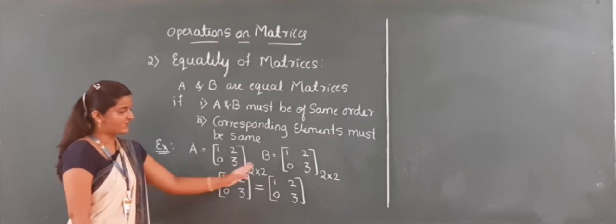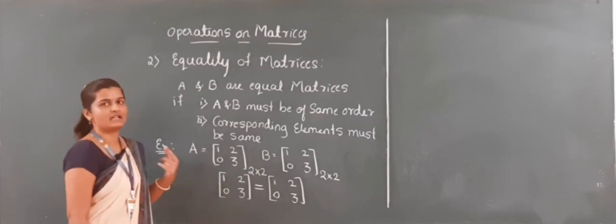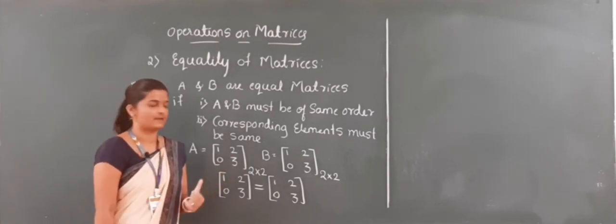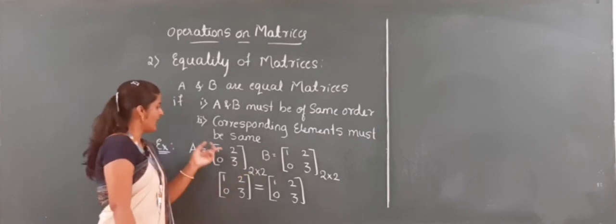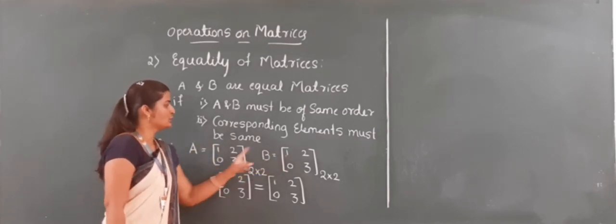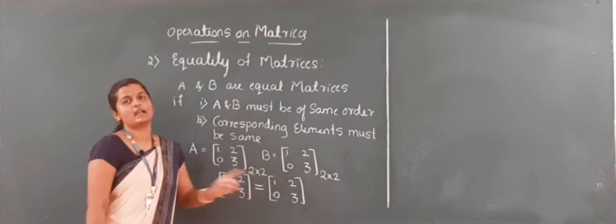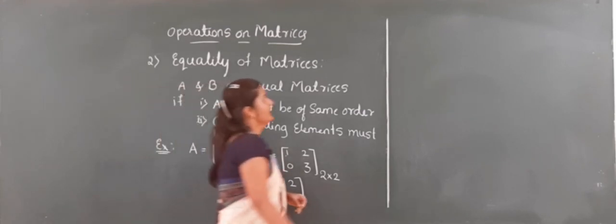Now tell me, both are equal? Yes, A and B are equal because the order of matrices are same, 2 by 2, 2 by 2, and corresponding elements 1 1, 2 2, 0 0, 3 3 are same. Next example.